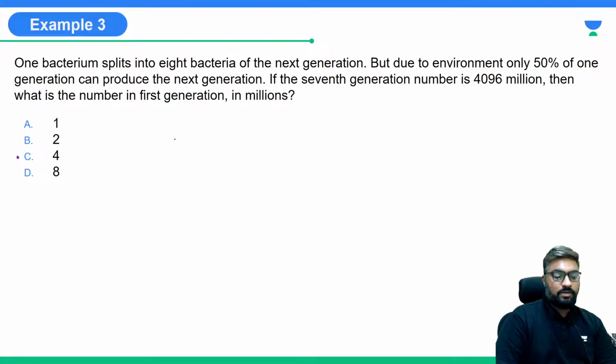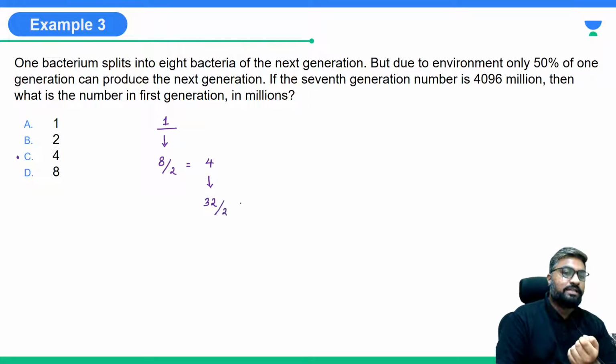So let's understand this question. One bacterium splits into 8, they are saying. Okay, so there is 1. This splits into 8. This becomes 8. But because of the environment, only 50% can sustain. So only 4 will sustain. Next, again, each will split into 8, so they will become 32. Only half can sustain, so this will become 16.